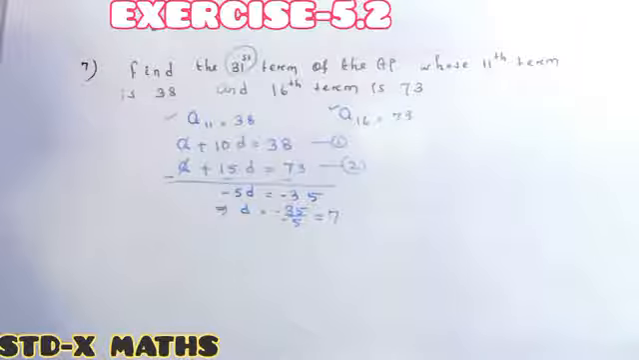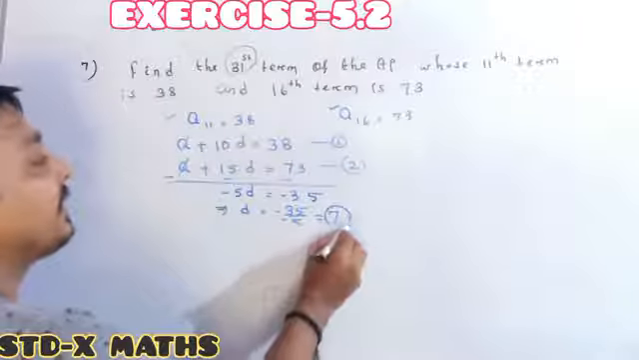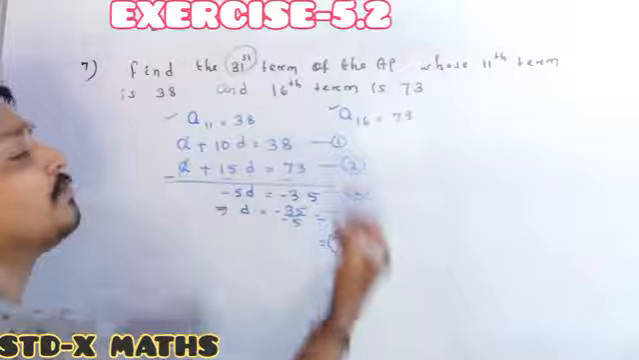So we have already got the value of d, it is 7. See, the trick is after getting d, you have to put that d in any of the equations.